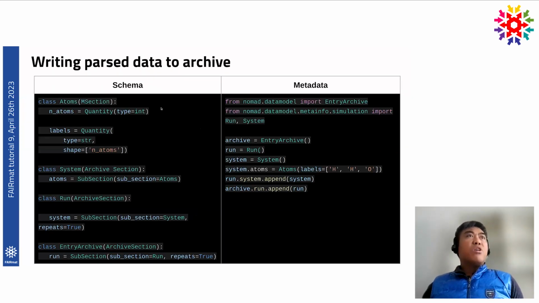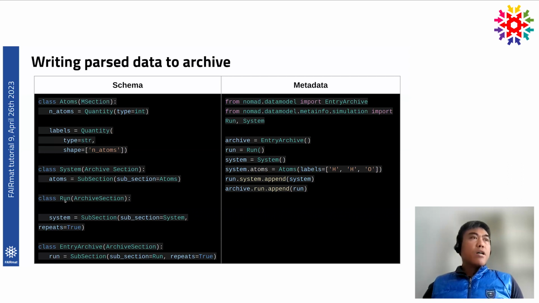Now step two is writing the actual parsed data into the archive. Of course, we have to follow our schema, so we have to have our schema side by side with the parser. So this is our schema. As I mentioned a while ago, we are parsing a simulation code, so we use the run section, which is under entry archive. It's actually a repeating section, so expect multiple instances of this.